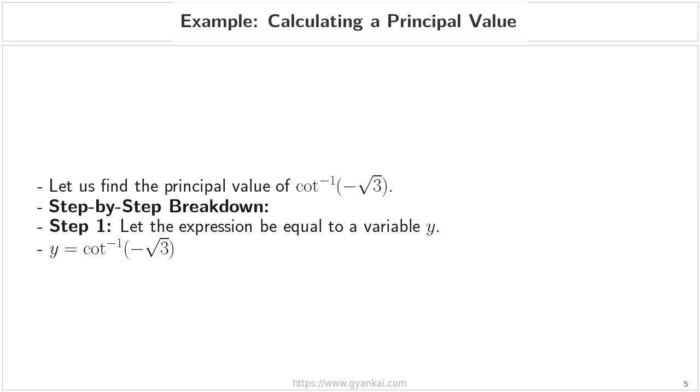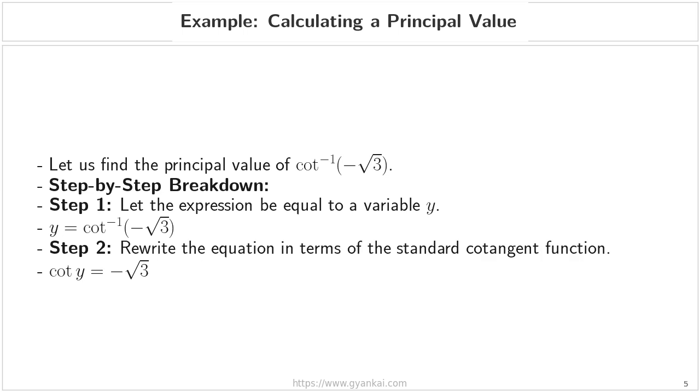First, let us set the expression equal to a variable to make it easier to manipulate. We will let y equal the inverse cotangent of negative square root of 3. In the second step, we rewrite this equation in terms of the standard cotangent function that we reviewed at the beginning of this lesson. This gives us cotangent of y equals negative square root of 3.